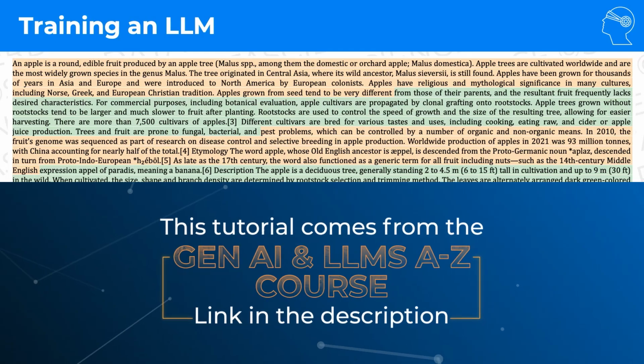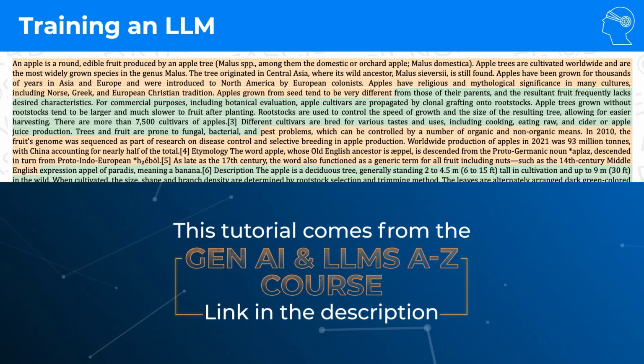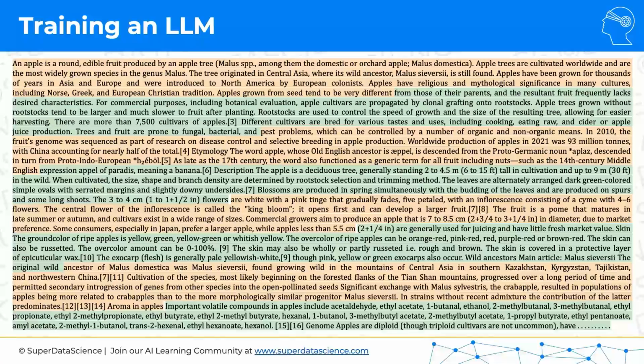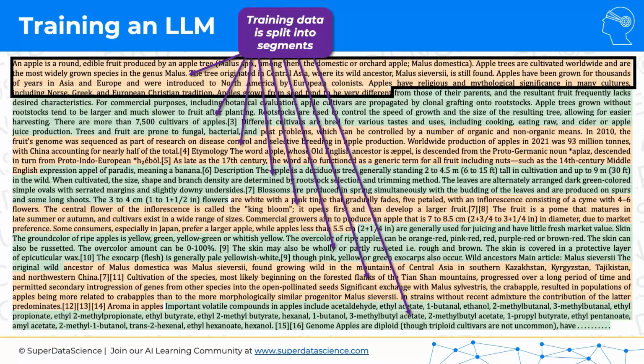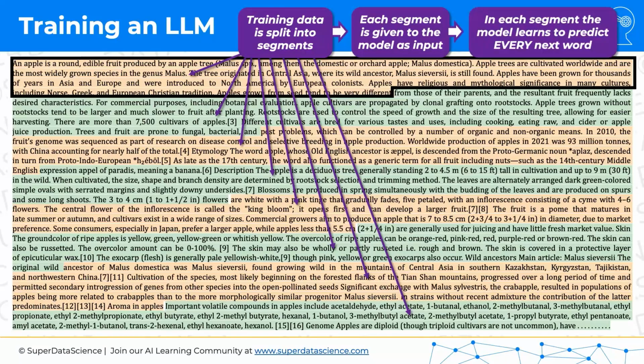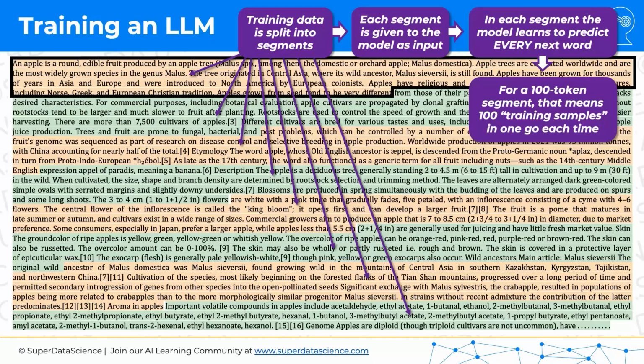So previously, as a quick refresher, we talked about how our text corpus is broken down into segments. So for example, that's a segment. So all this trained data is split into segments. Each segment is given to the model's input. This is during training. In each segment, the model learns to predict every next word. And for example, for a 100 token segment, that means 100 training samples in one go each time. And that's crucial that all of that training happens in parallel. So it gets 100 trainings for a 100 token segment.